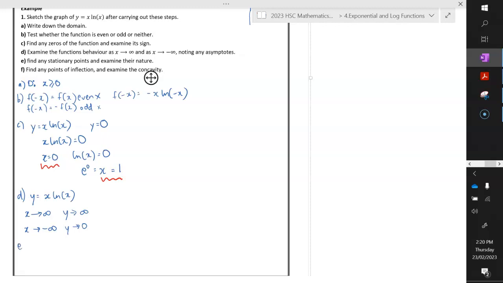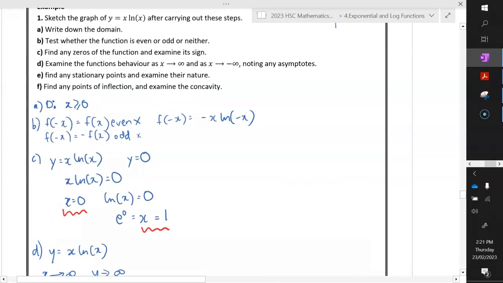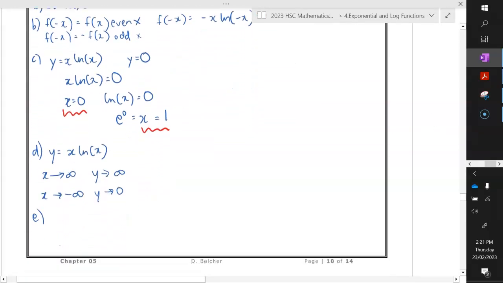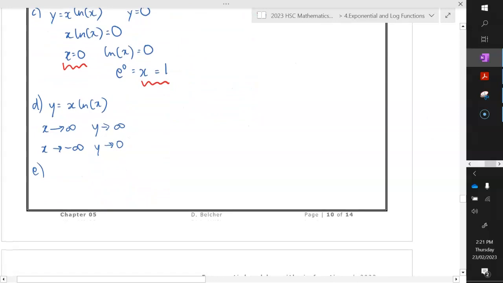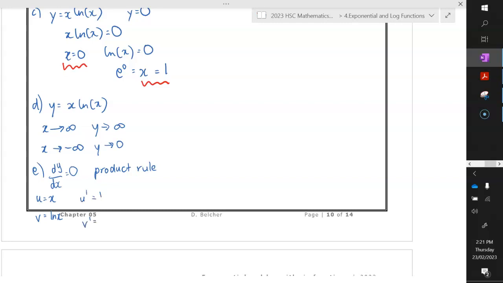So let's look at E. And E would like us to find any stationary points and determine their nature. So we're thinking stationary points, that happens when our first derivative is equal to 0. So we need to differentiate this one first. We have a function and a function, so we need to use the product rule to do this. So we would have u is equal to x, v is equal to log of x, u dash is equal to 1, v dash is equal to 1 over x.